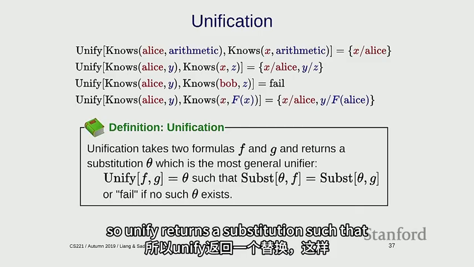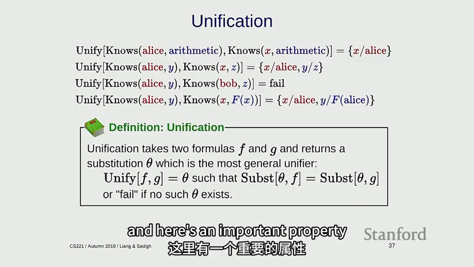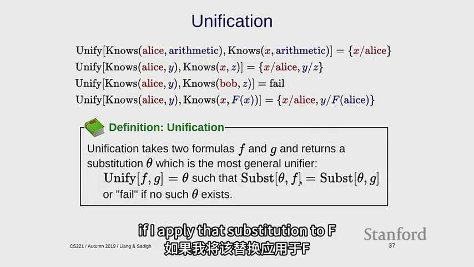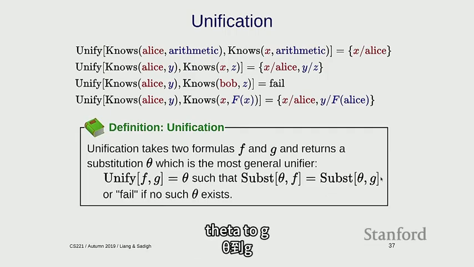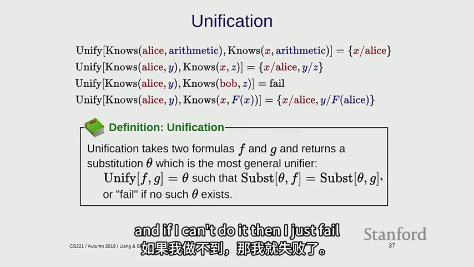I want to substitute as little as possible to make two things equal. So unify returns a substitution such that, and here's an important property, if I apply that substitution to f, I get identically the same expression as if I apply theta to g. And if I can't do it, then I just fail.